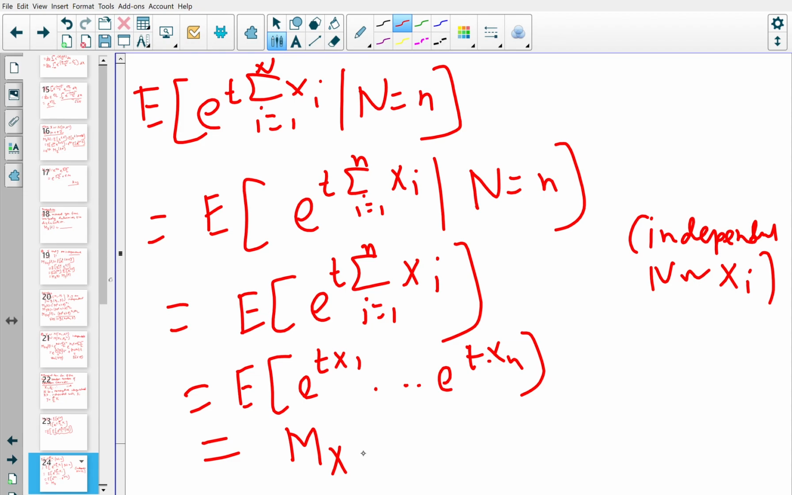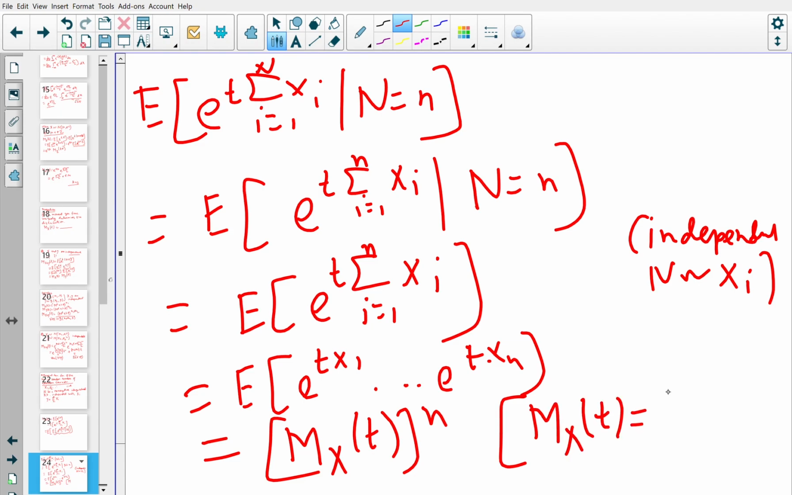Now you also know that the X's are IID, so they have the same moment generating function. So you have M_X(t) to the power n, where M_X(t) is nothing but the moment generating function of each Xi. Okay, they are IID, so they have the same moment generating function. Clear?